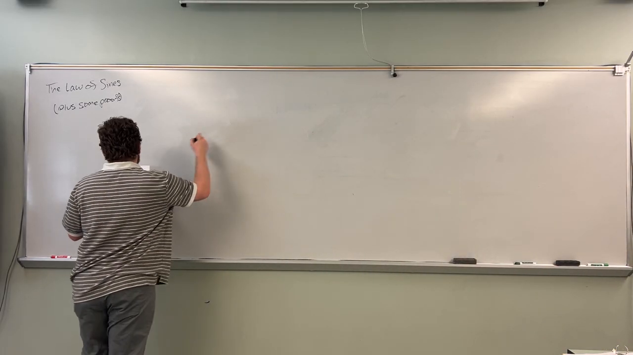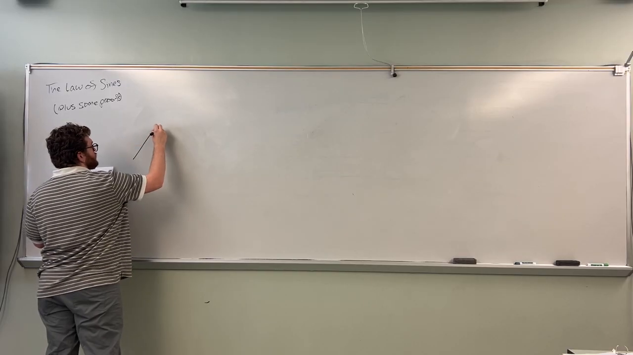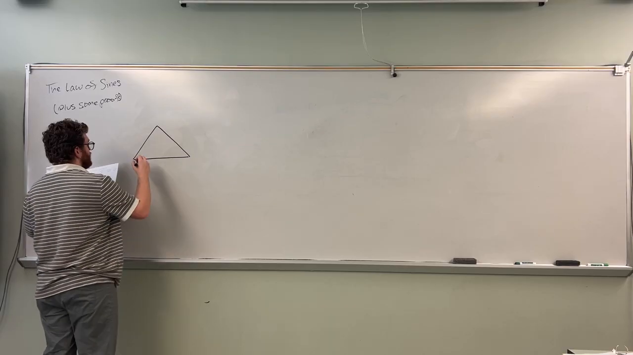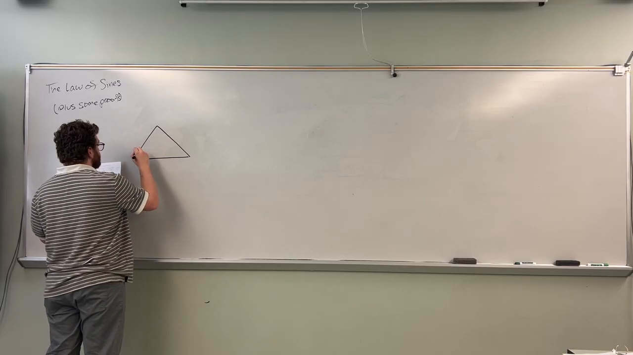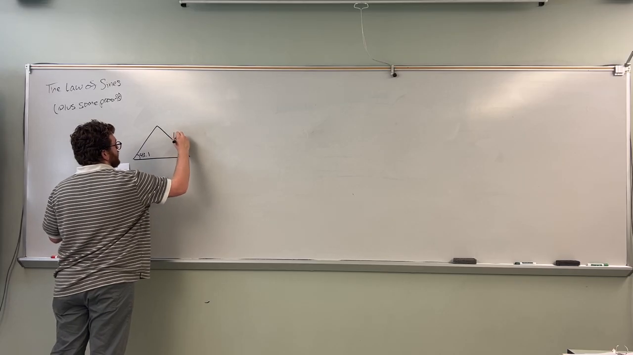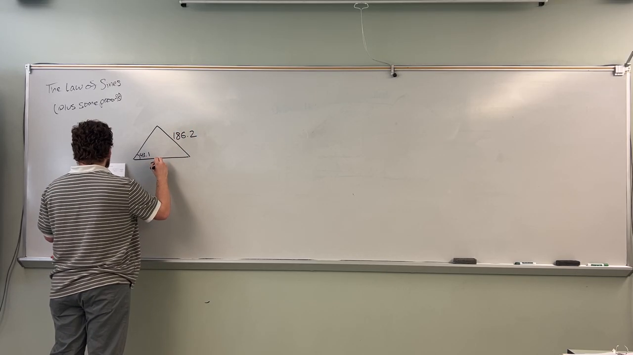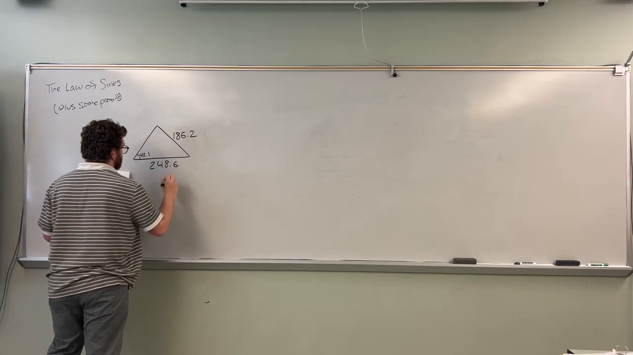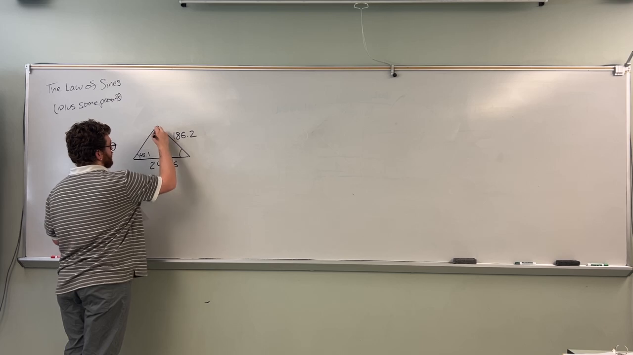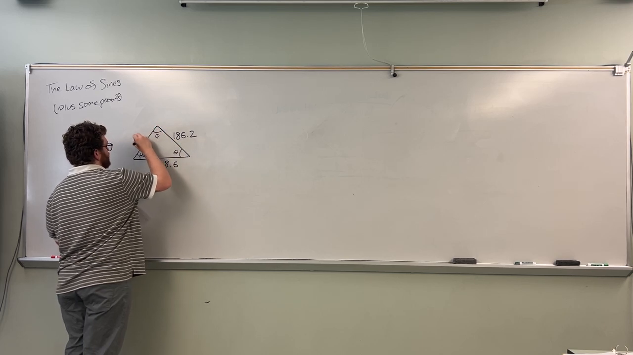Say for instance we have a triangle where I'm given one angle is 43.1 degrees. This side length is 186.2. And this side length is 248.6. I'm going to figure out this one and this one. Maybe I'll call this theta and I'll call this phi. And I'll call this x.